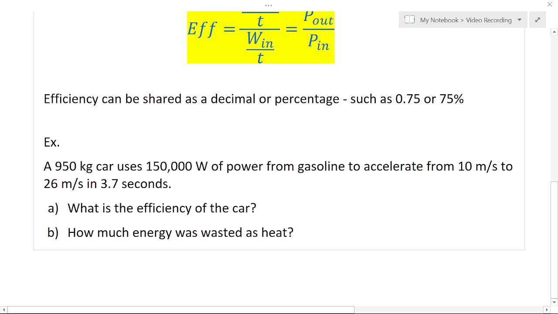Now, here's an example that we're going to use to look at efficiency. We have a 950 kilogram car, and it uses 150,000 watts of power from the gasoline in the gas tank to accelerate from 10 meters per second to 26 meters per second in 3.7 seconds. So let's say you're merging onto the highway, you have to accelerate, you push the gas pedal down, you accelerate really fast so you can merge safely onto the highway. We are asked what is the efficiency of the car and how much energy was wasted as heat.